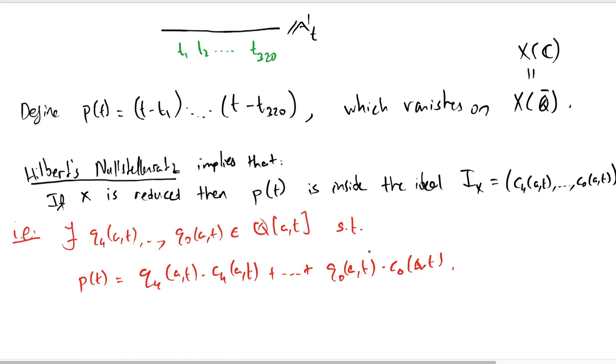So this is a little bit more explicit version of this statement. I find this still quite remarkable that we can combine these polynomials in such a way so as to eliminate all the variables a_ij and be left with a polynomial in just t. Okay, so geometrically this makes sense if you believe Hilbert's Nullstellensatz. And this statement came with the hypothesis that X is reduced. If X is not reduced, then you'd have to take a power of p for such a statement to be true. So a power of p would be in the ideal.